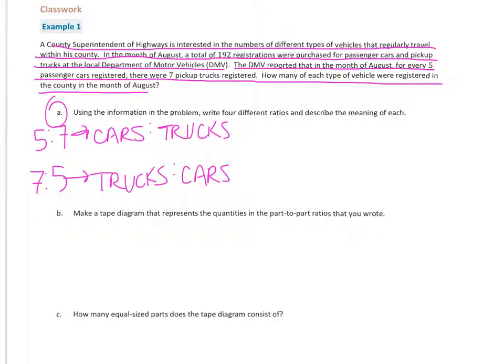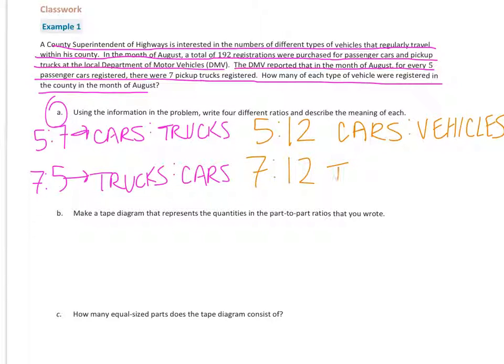Now I'm going to use some part-whole ratios. So if my ratio is 5 to 7, then I know my total is going to be 12, because 5 plus 7 is 12. So 5 out of every 12 vehicles are cars. So that's the ratio of cars to vehicles, since cars and trucks are both vehicles. And then for trucks, 7 to 12. Trucks to vehicles.